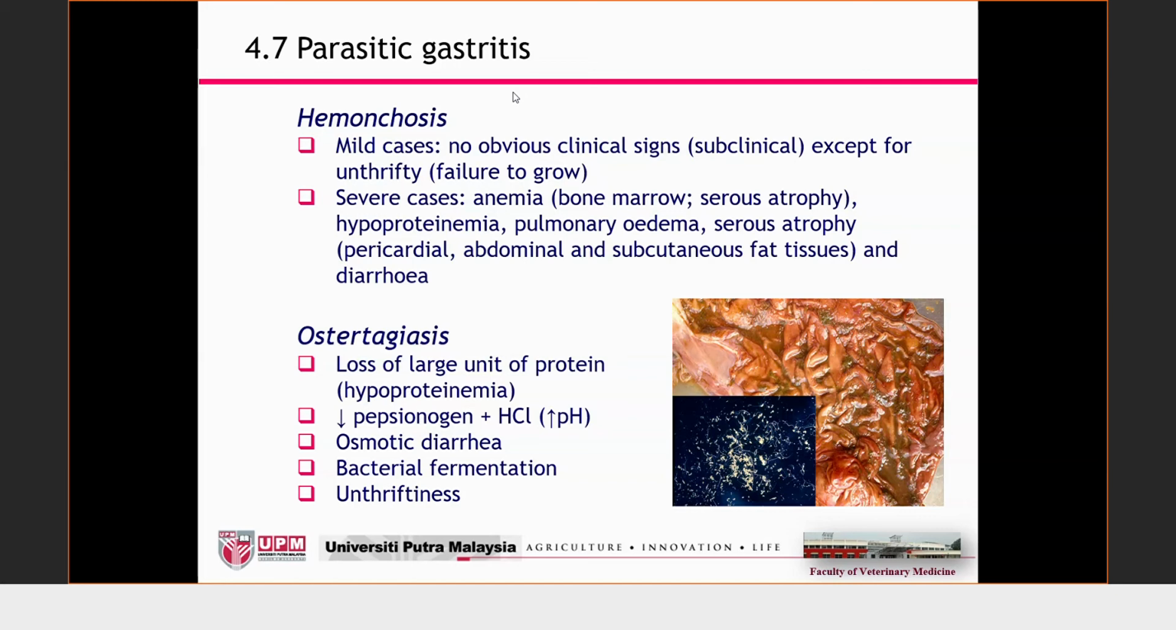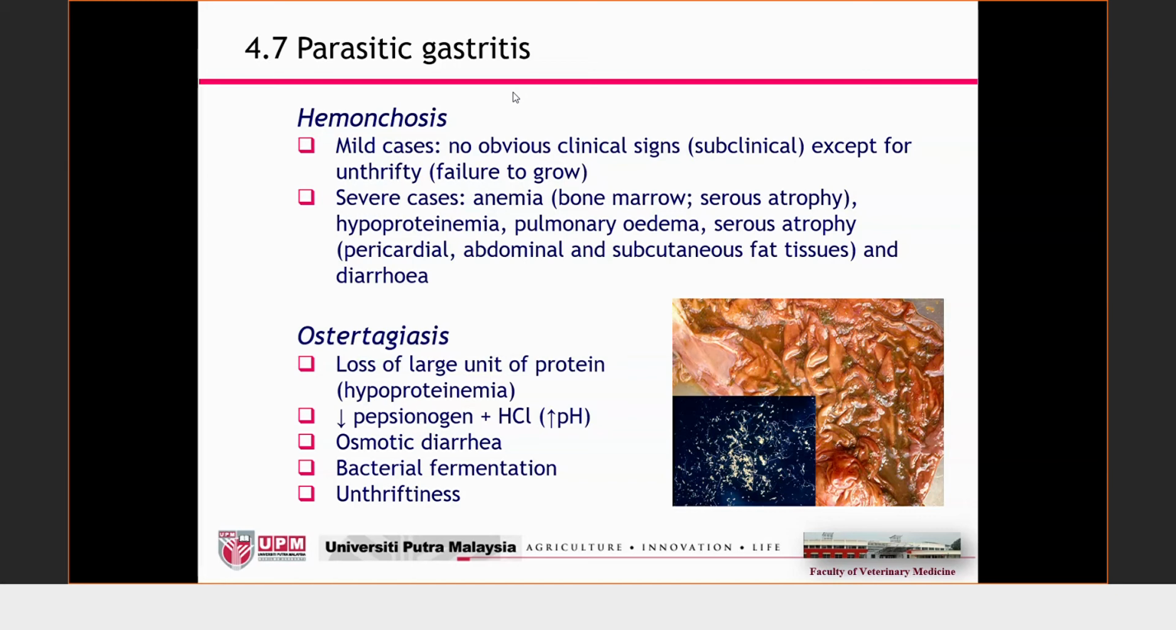Normally when you suspect a case of haemonchosis, you also have to open the bone marrow. When you look at the long bone and the bone marrow, there will be serous atrophy, meaning that those areas of the bone marrow have been replaced by fat. It's more of a gelatinous appearance of the fat. And animals also have hypoproteinemia, loss of protein, again partly because of the sucking activities of the parasite.